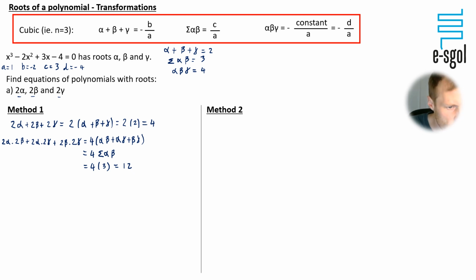And then the final bit is the product. So 2 alpha, 2 beta, 2 gamma. That equals 8 alpha beta gamma.